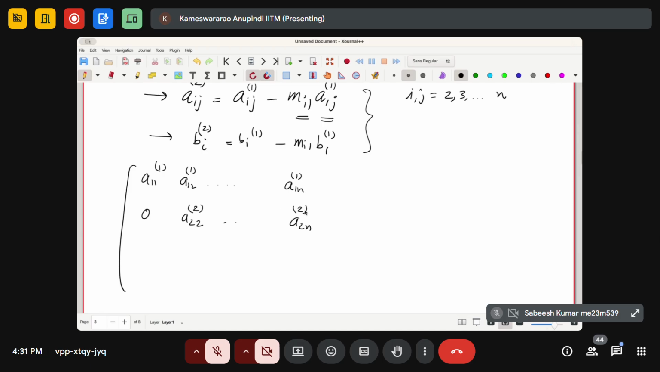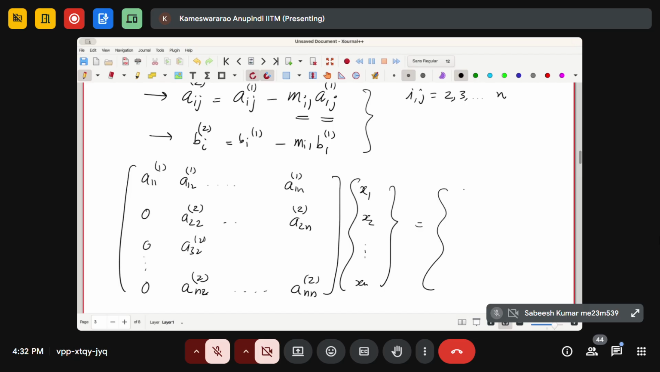I'm using superscript 2 to denote that the first step is over and we have values for the second step. Similarly, this is 0 all the way to 0. And there will be some values here, A32^2 and so on, An2^2 and Ann^2. That is what we will have. And on the right hand side, we have x1, x2, xn, and B1, which is untouched. Then B2, B3 all the way to Bn. Everything below B1, which is B2, B3, Bn, are all now modified to be ready for the second step.